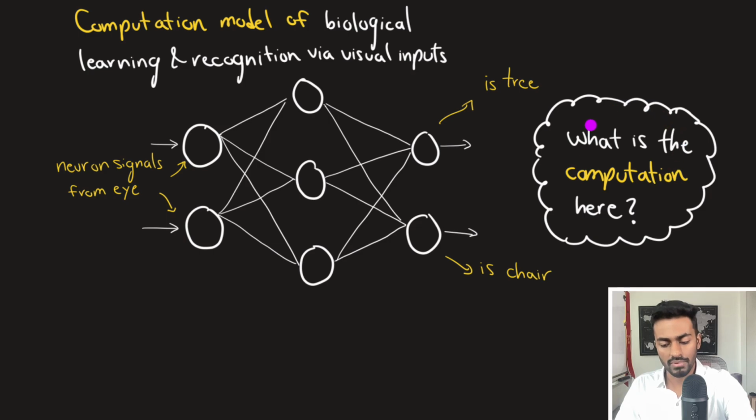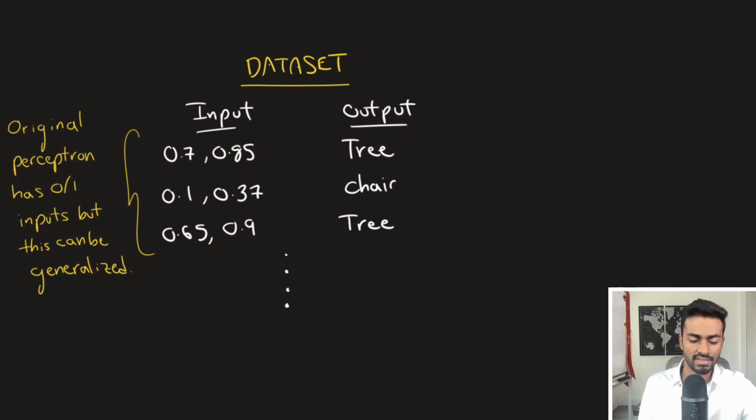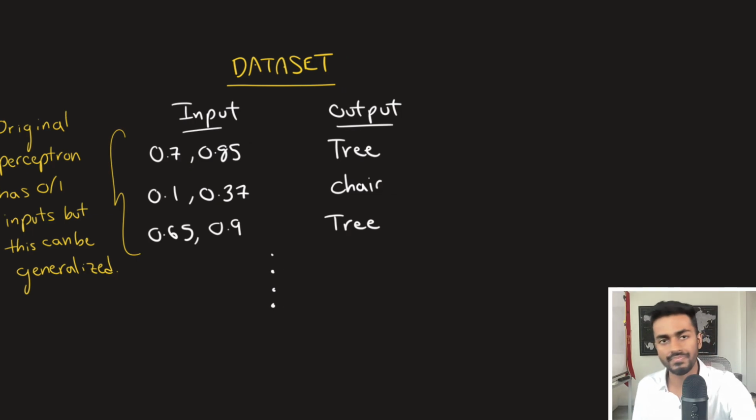So what is the computation that's actually done in this case? Let's say that we have a data set where the input is going to be two values right here, and the output is correspondingly going to be a tree. And we have several examples of this. It's important to note that while the original perceptron made these inputs 0s and 1s, we can actually generalize this to be real-valued numbers too.